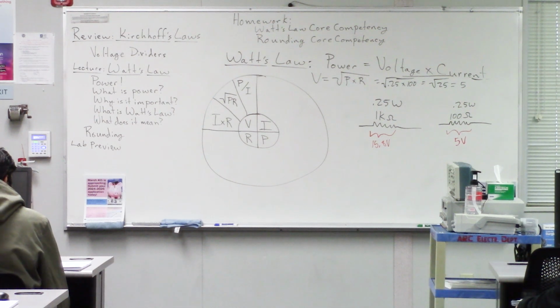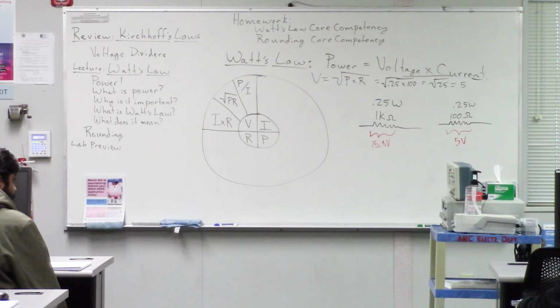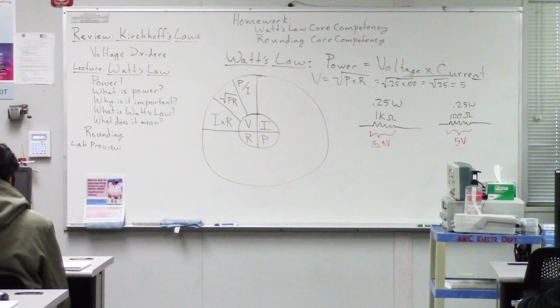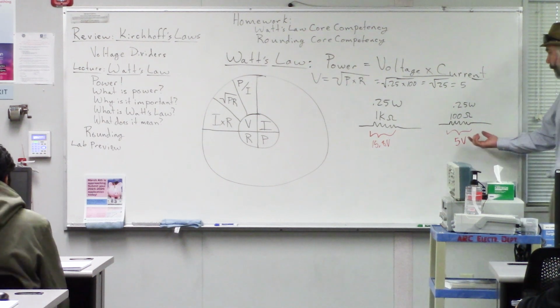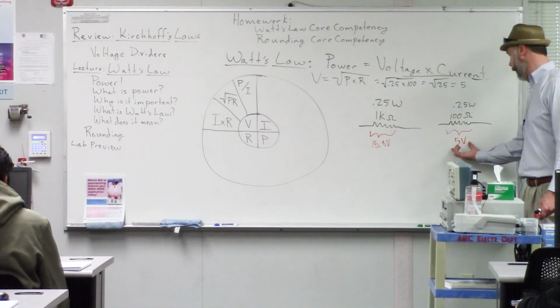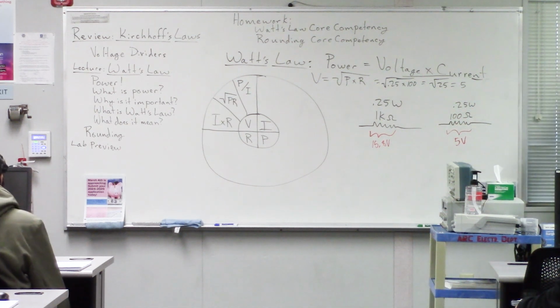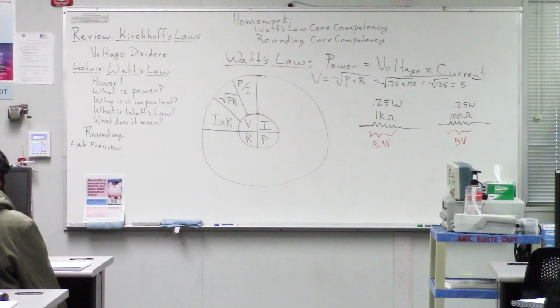Okay? A lot of our experiments have voltages that are higher than 5 volts, right? We work with 12 volts or 15 volts or even 20 volts sometimes. If we were to put any more than 5 volts across one of these 100 ohm resistors, that would start to get really hot and maybe even burn you or start to smoke, okay?